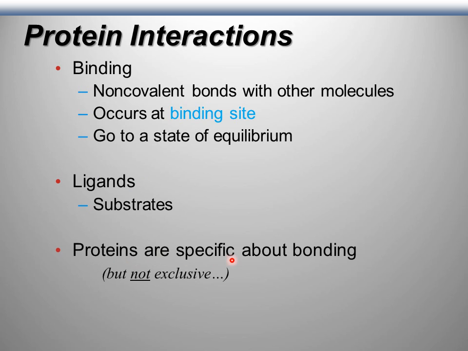Okay? And proteins are specific. They like certain shapes of molecules. But they're not exclusive. So if you have another molecule, and pharmaceuticals are very, very much like this, the pharmaceutical, the drug, may bind a protein because it looks like a ligand or a substrate. Okay? So proteins are specific about what they will bind to, but they're not exclusive. And that's why pharmaceuticals can work, because they can mimic the natural ligand or the natural substrate.